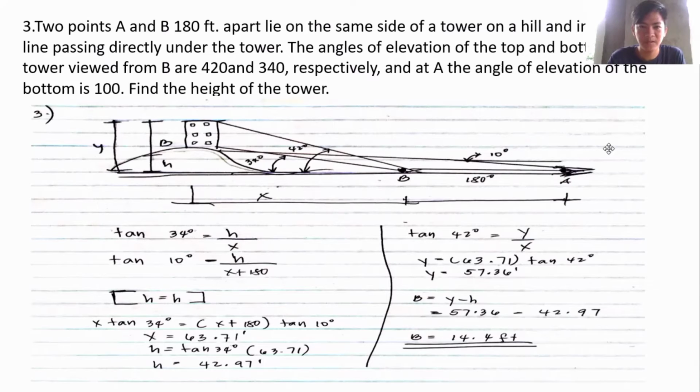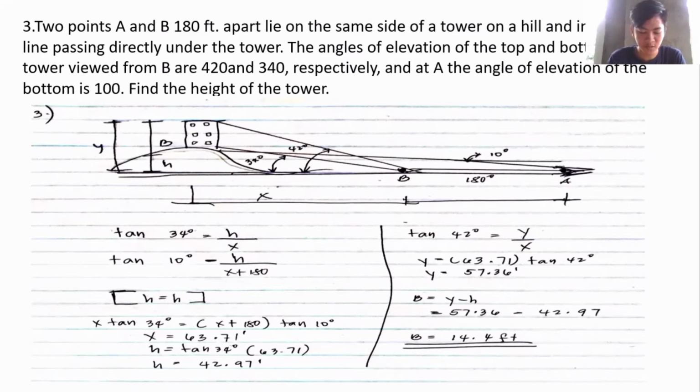Look at the figure of number 3. Given the angles of elevation of the top and bottom of the tower viewed from B are 42 degrees and 34 degrees respectively, and at A the angle of elevation of the bottom is 10 degrees. Tangent 34 degrees equals h over x. Tangent 10 degrees equals h over x plus 180.